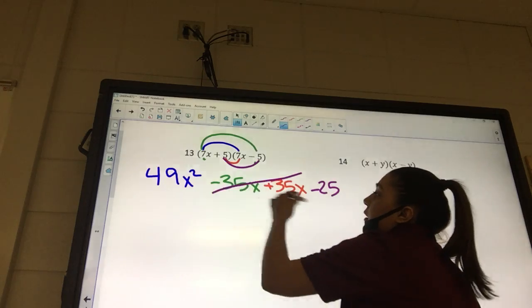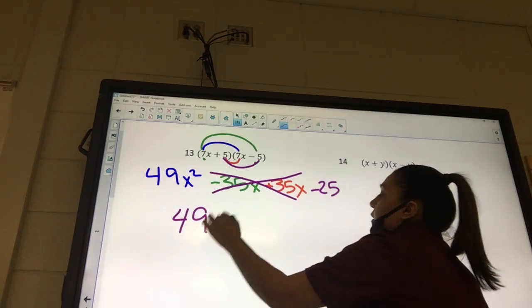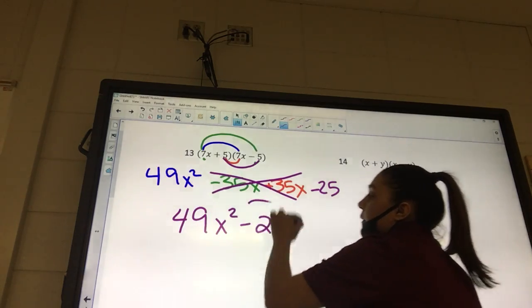Okay, what happens to the middle? Nothing, cross them out. Yeah, you can cross them out, they cancel. So you're going to have 49x squared minus 25.